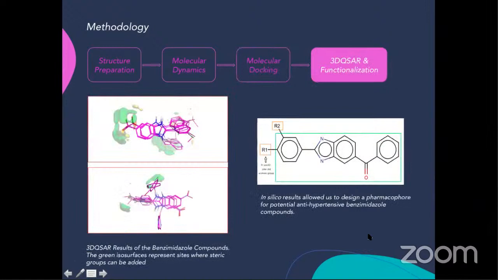Next step. So for the last step, we perform 3D QSAR and functionalization studies. So 3D QSAR or 3D quantitative structure activity relationship is basically looking at your docked ligands and then determining common structure or parts that can be correlated to good binding activity or ligand activity. So for example, yung figure on the left suggests that more steric groups, more like hydrophobic groups can be added in this portion of the ligand.